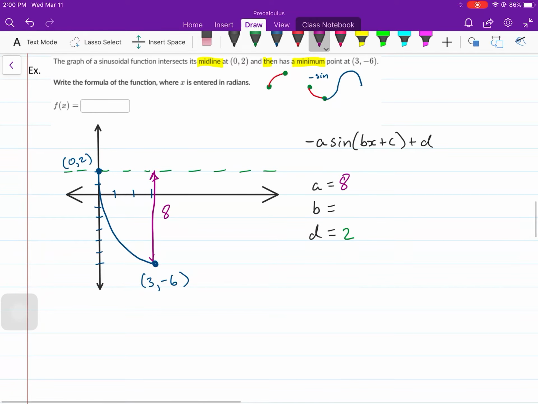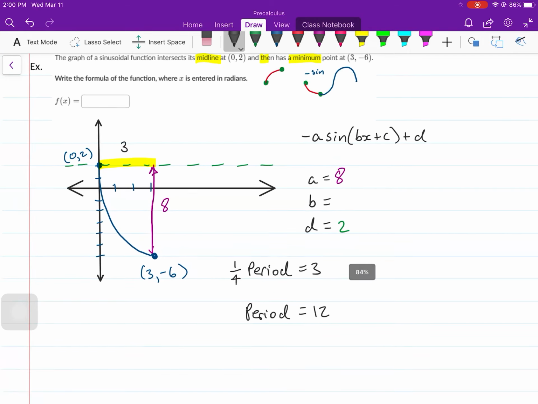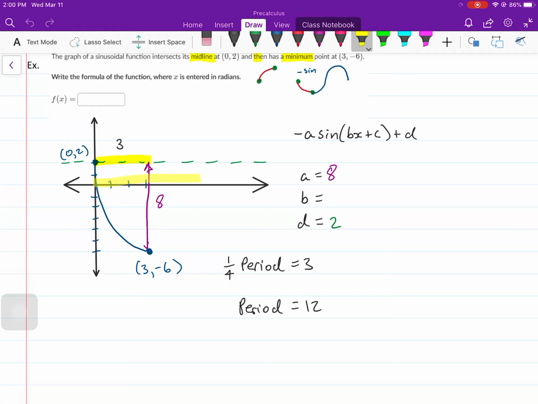Last, we have the period. So this is a quarter of the way. From 0 to 3 is a quarter of the way. So a quarter of our period is 3. So that means our entire period would be 12 because you just multiply that by 4 to get the entire length of the period. That's how long it takes to get through one cycle. That's how long it would take to go through all the way like that before it repeats itself.